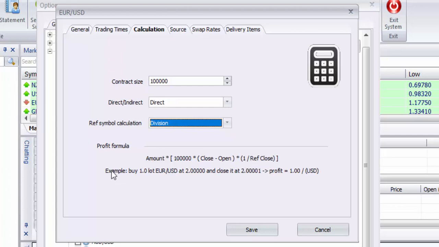Here is an example to show you how it works. You can buy 1 lot of your USD at this price and close it at 1 pip difference, and the profit here is $1.